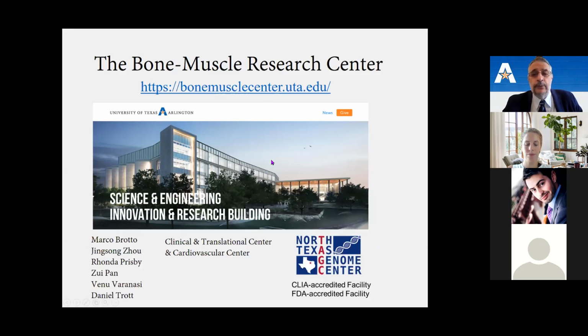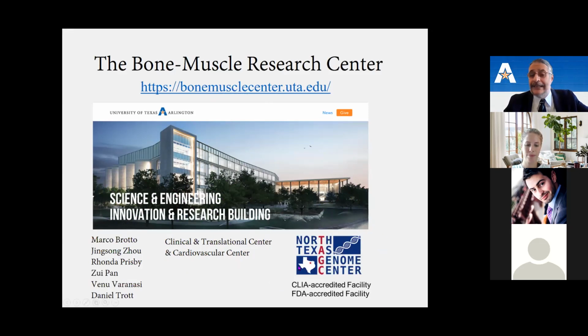Also on the first floor of our bone muscle research center, there is an incredible clinical and informational center. Actually, we have our own parking spots for the patients. This is led by Dr. Paul Fadell. These are the PIs of our bone muscle research center.